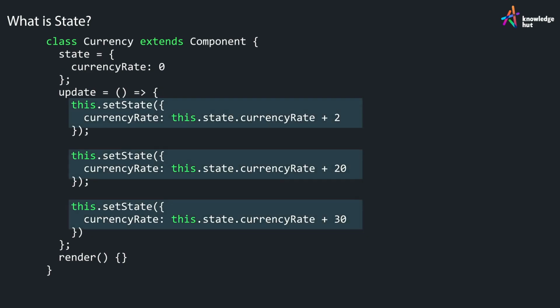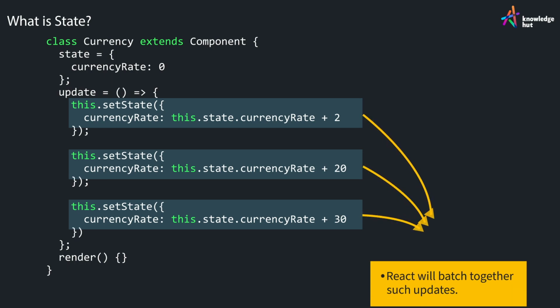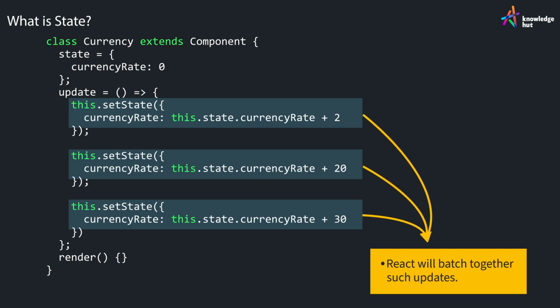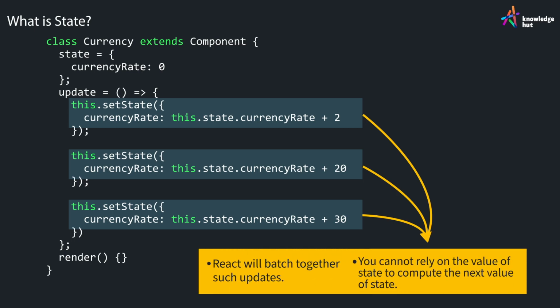Consider this situation where multiple invocations are made to set state. To ensure optimal performance, React may batch together multiple consecutive state changes into a single consolidated update. That is why, as a general practice and by default, you cannot rely on the value of the state to compute the next value of the state.